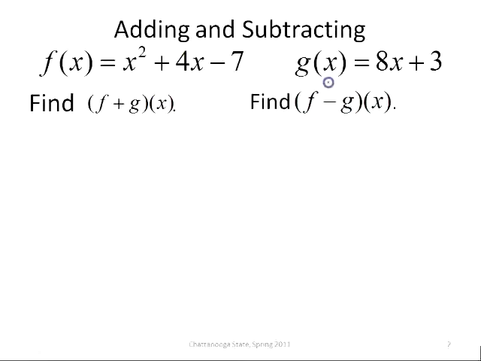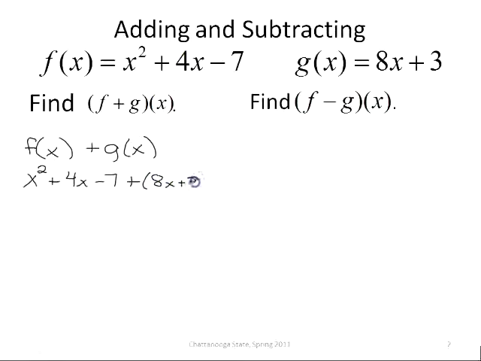Adding and subtracting functions together is literally exactly what you think it would be. To find f plus g of x, we're going to take the function f of x plus the function g of x. So the function f of x is x squared plus 4x minus 7, and we're going to add to that the function g of x, which is 8x plus 3.